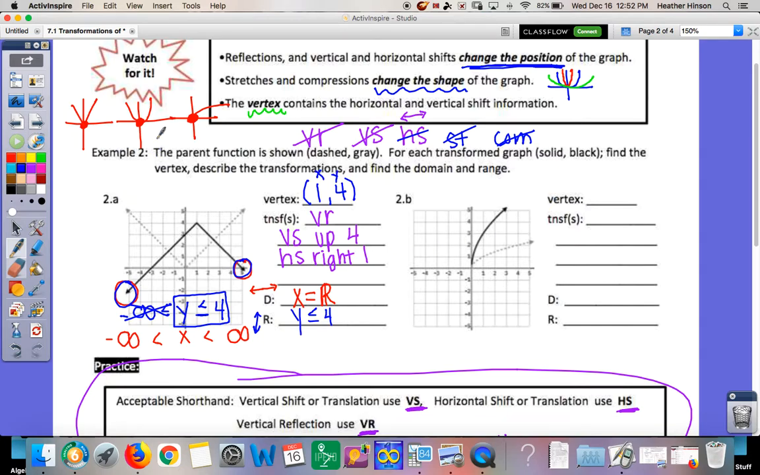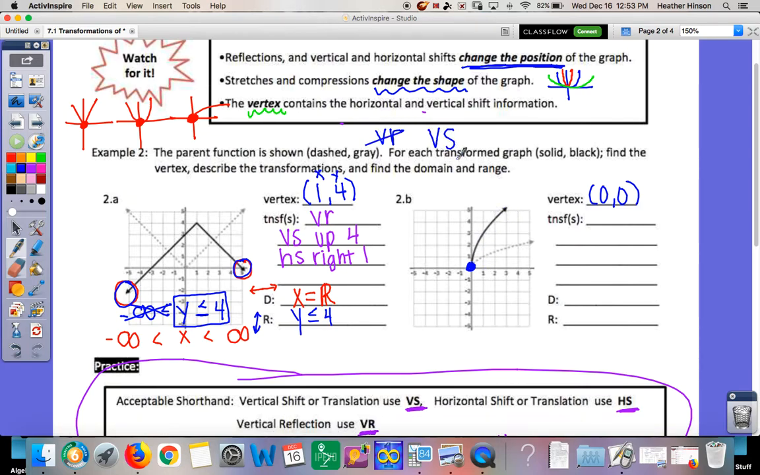Okay, let's try 2b. So what is our vertex on the square root symbol? That just means where is this one starting? Where's the bottom of it? Still at 0, 0. So do we have transformations? I'm just going to go down my list. Do we have a vertical reflection? Did it flip upside down? Nope, your arrow's still going up, so it did not flip.